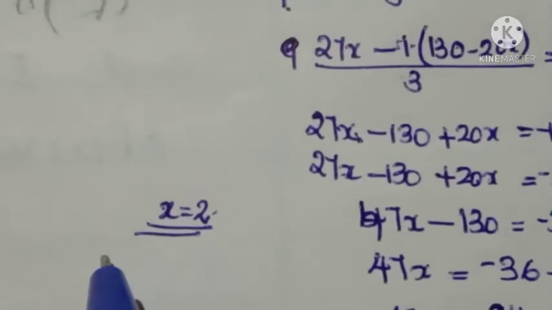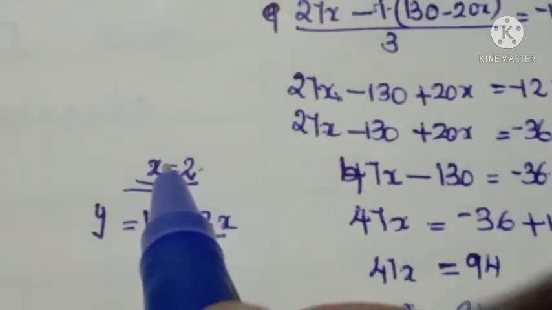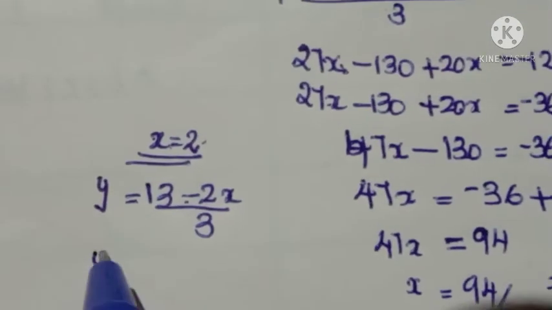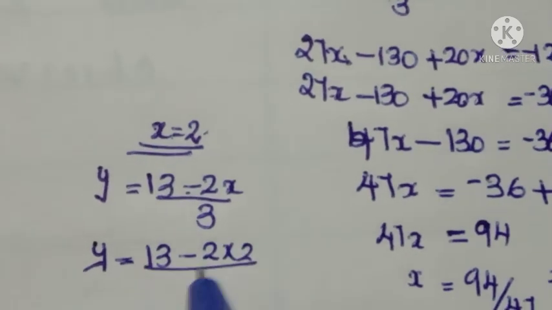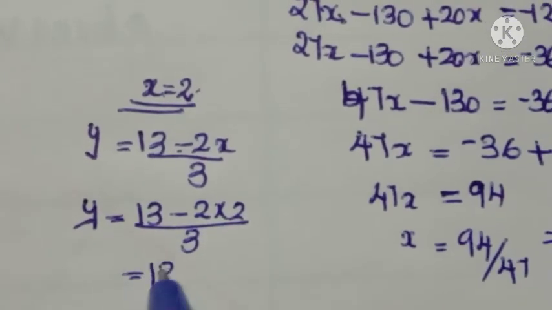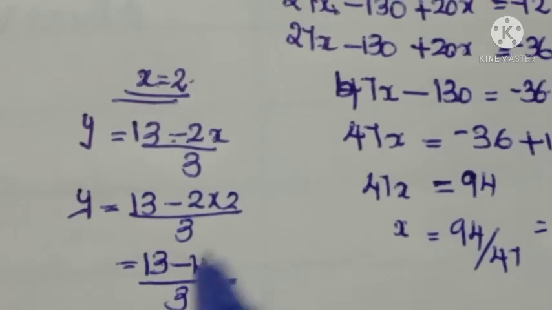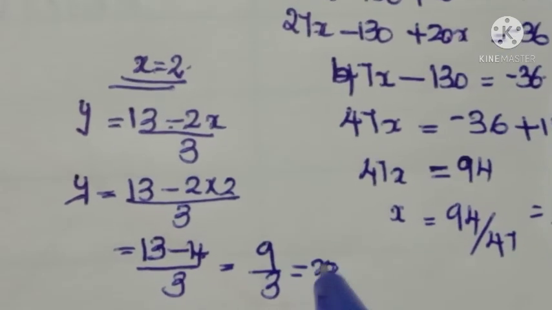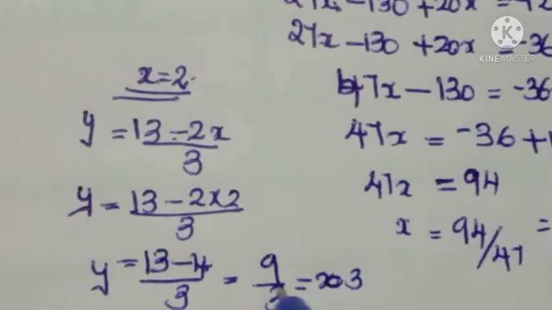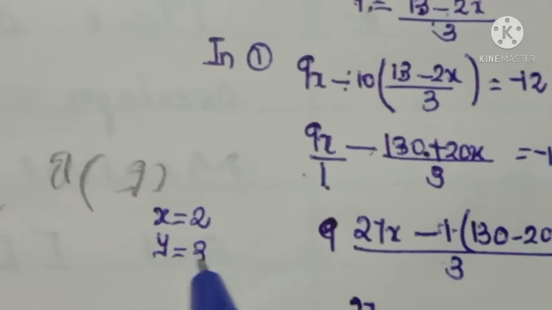Now find y. What is y? y is equal to (13 minus 2x) by 3. Put x equal to 2 here. So y equal to (13 minus 2 into 2) by 3. That is (13 minus 4) by 3. 13 minus 4 is 9. 9 by 3 is 3. So y equal to 3. That is x equal to 2 and y equal to 3.